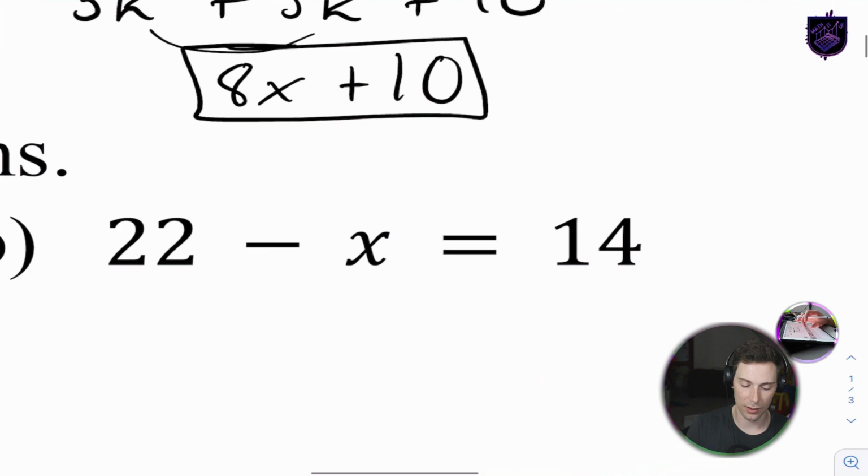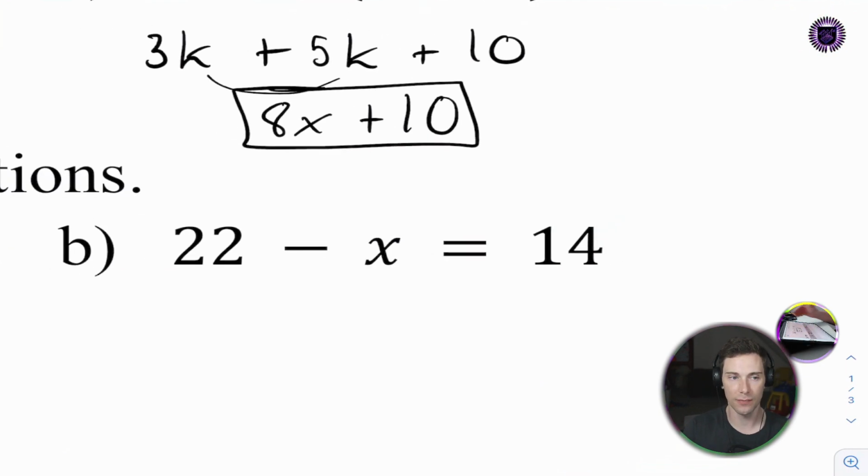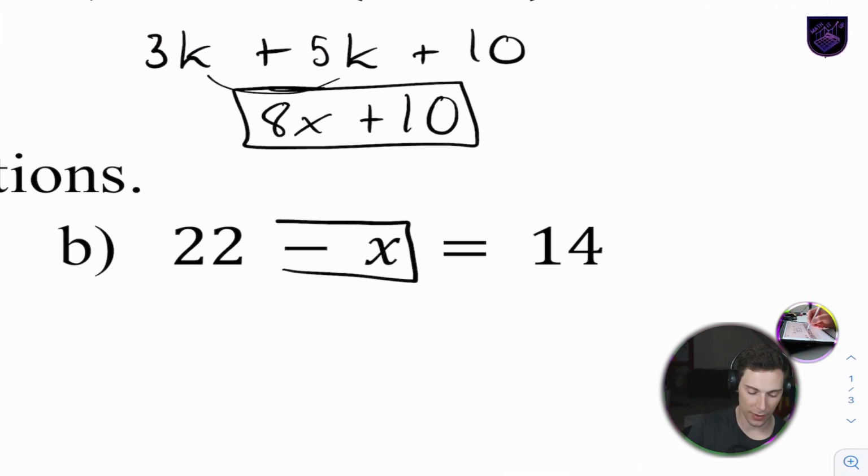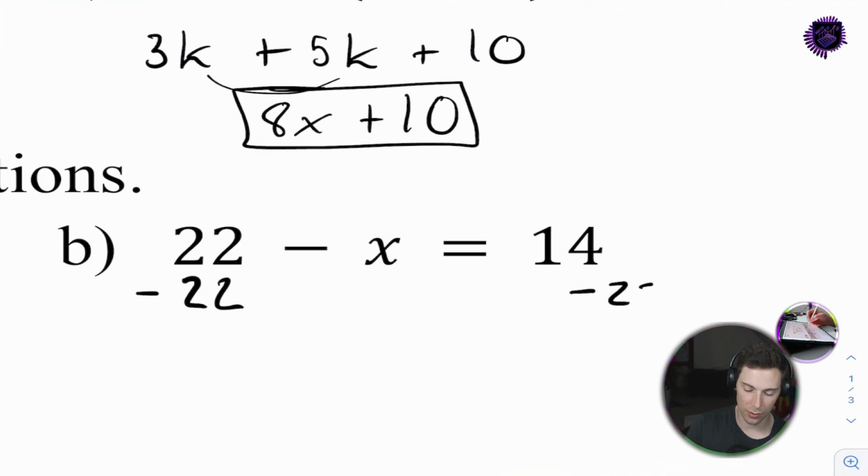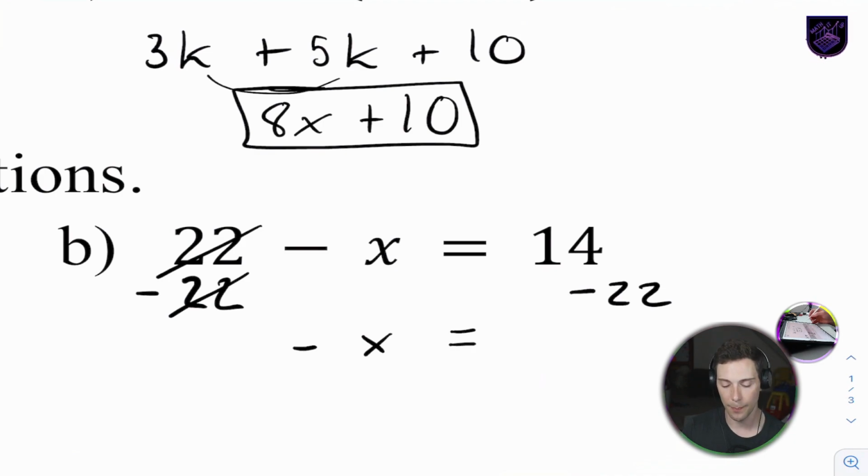Next, they have 22 minus x equals 14. So that means we're going to have to isolate the x, isolate the negative x here actually. So what I do is subtract 22 from both sides, subtract 22. On this side it's going to cancel out, leaving us with negative x is equal to 14 minus 22. The difference between these two numbers is 8, so it's going to be negative 8. Negative x is equal to negative 8.